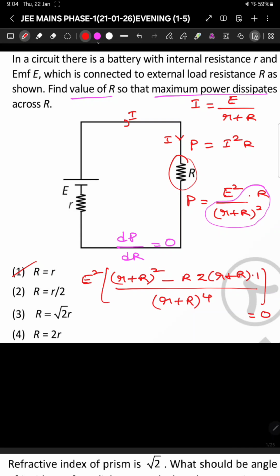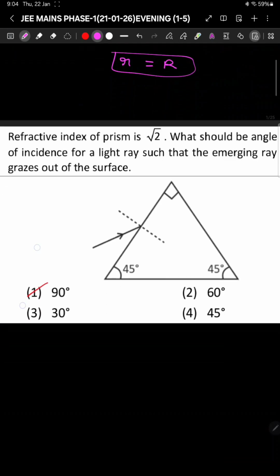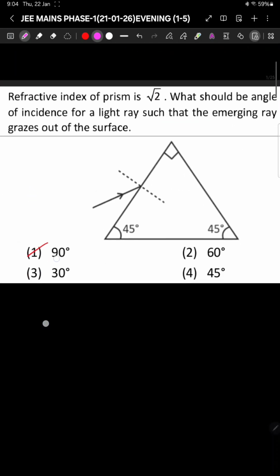Now we can do further calculation here. Small r plus capital R whole square equal to 2 capital R into small r plus capital R. This term will get cancelled. So small r equal to capital R, we got. First option. Let's go to the next question.